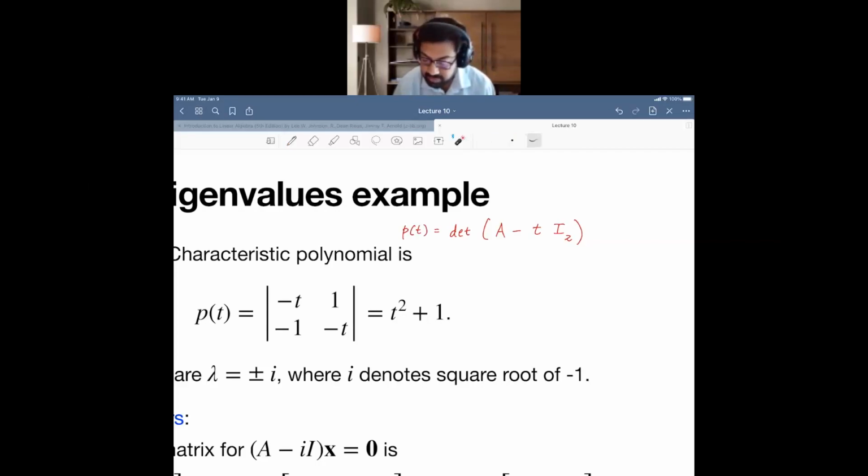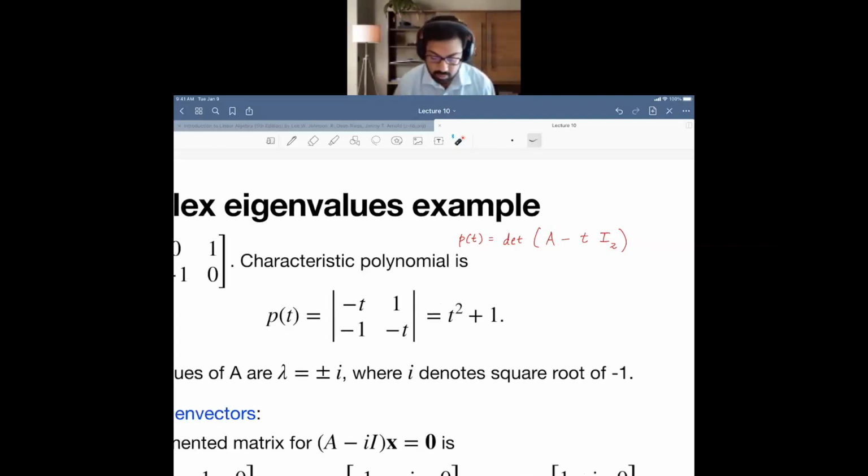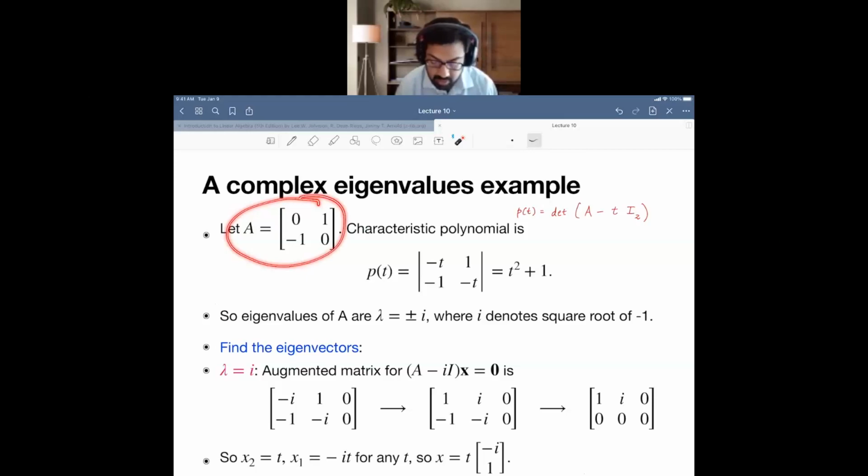And if you see this, the only elements in A that would get affected because of this subtraction are the elements in the diagonal of A, in the principal diagonal of A, because only there the identity is going to be a 1. Everything else is a 0. So if you take this and apply our characteristic polynomial discussion there, what do you have? 0 minus t gives you minus t, 0 minus t gives you minus t. The other two elements remain as is, and you're trying to find the determinant of this 2 by 2 matrix there. You get t squared plus 1.